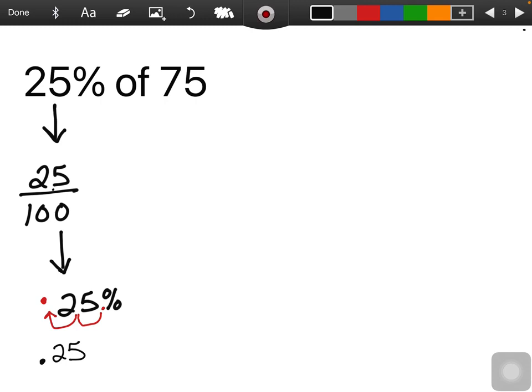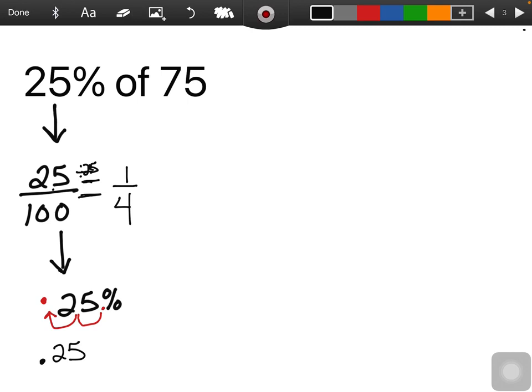Now let's go back to this fraction for just a second. 25 out of 100. I know in math the best thing to do is to reduce my fractions whenever I have a chance to, right? So I need to do some division here. 25 and 100, can I reduce that? Absolutely. If I divide by 25, I can reduce this to 1 out of 4, okay?